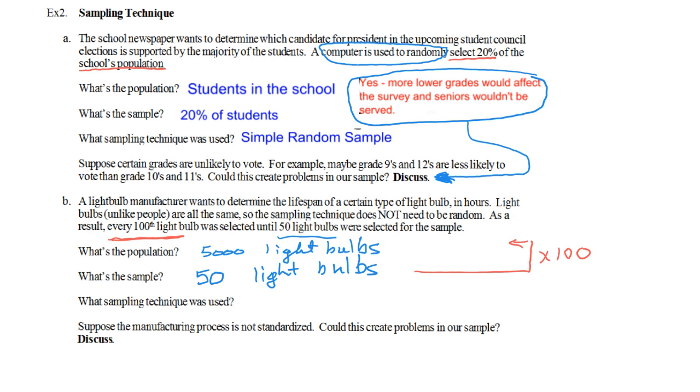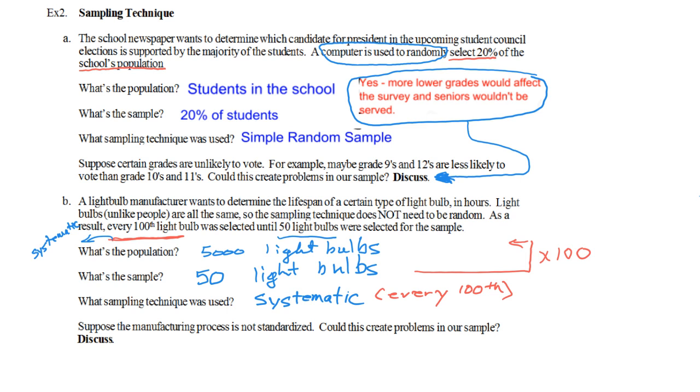So you understand that taking every 100th item is what we call a systematic sample, a systematic random sample. So what kind of sampling technique was used? Yes, we just said it. We're taking every 100th bulb from our sample.